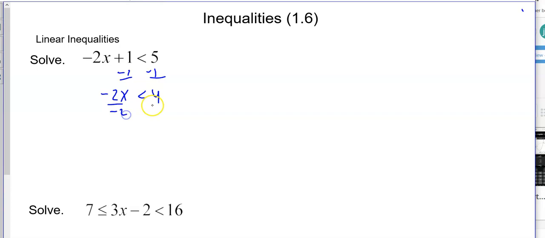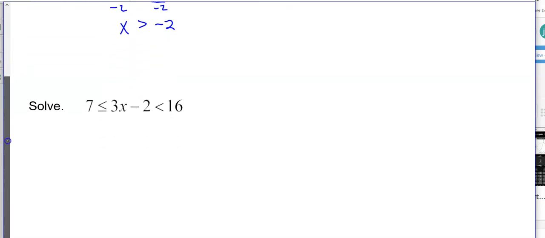So this is the step that hopefully you remember. I'm not sure. Do you remember when you divide by a negative, what happens to the sign? The direction of the sign changes. So your answer would be x greater than negative 2, because you divided or multiplied by a negative.